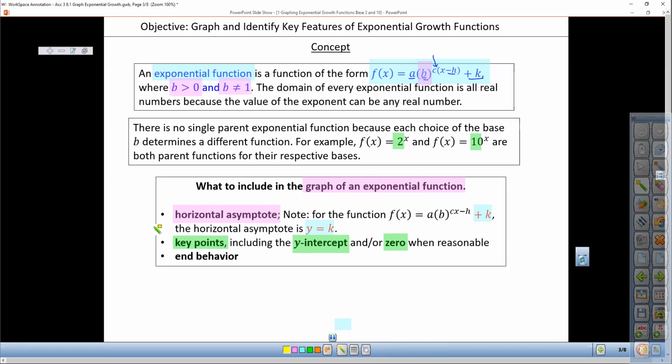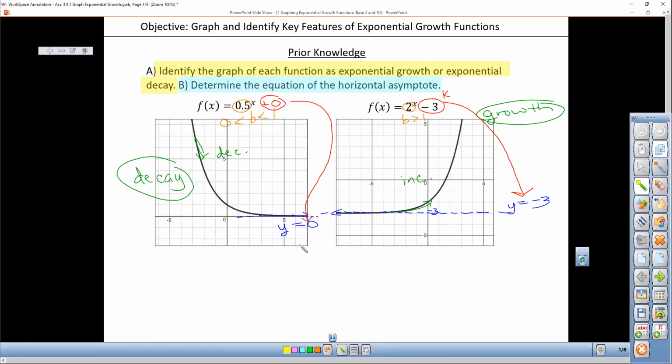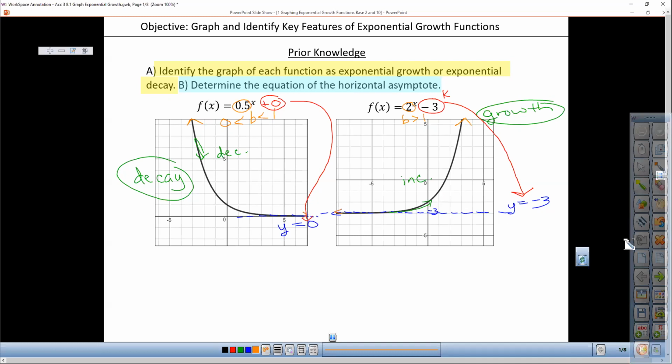The other thing, of course, will be the end behavior. As you might have noticed with our prior knowledge graphs, we have 2 ends. One end will always flatten out and head towards the horizontal asymptote, and the other end will head either up or down, and we'll talk about that. That will depend on whether or not we have a reflection across the x-axis.